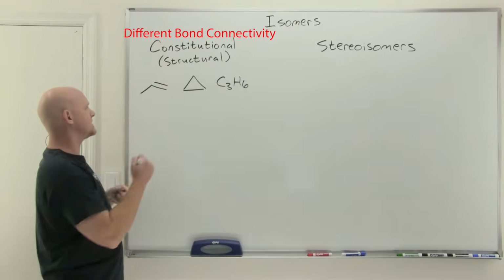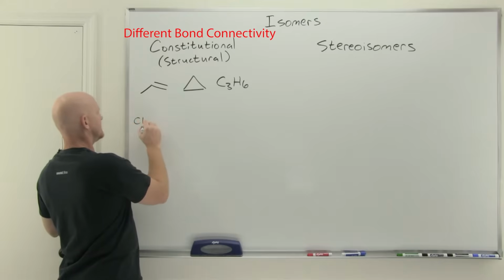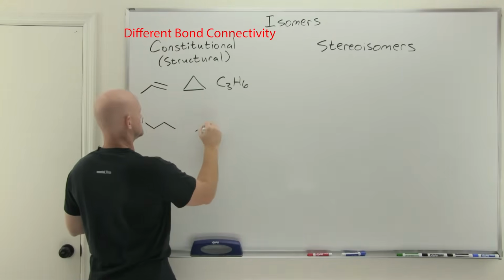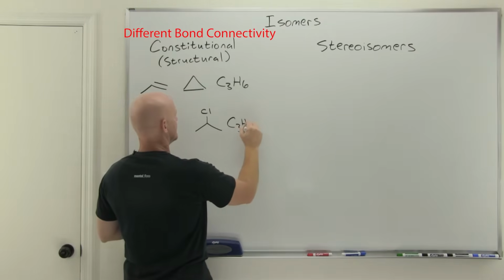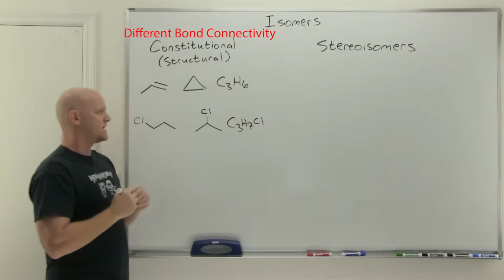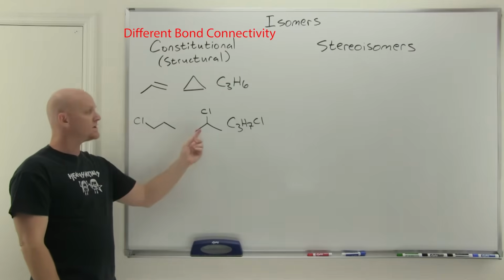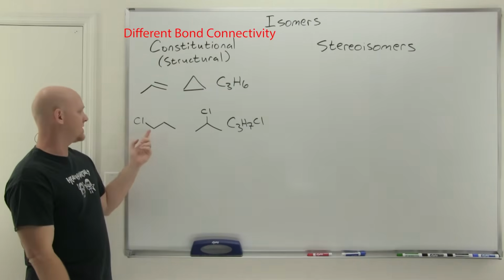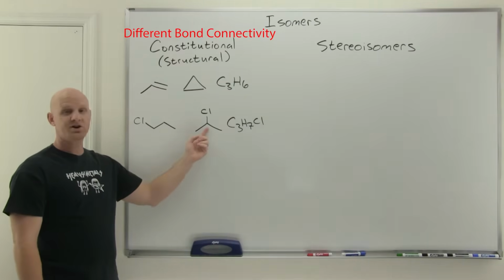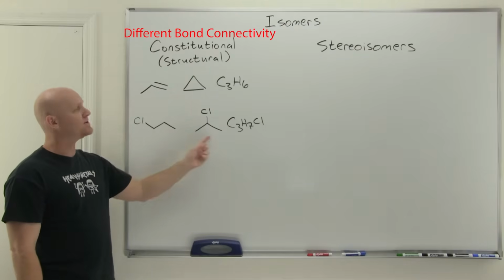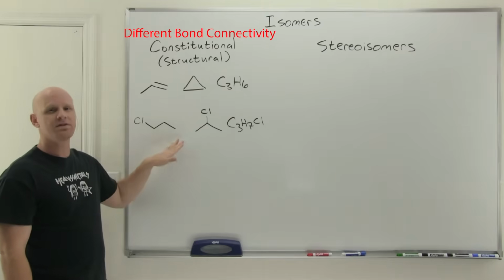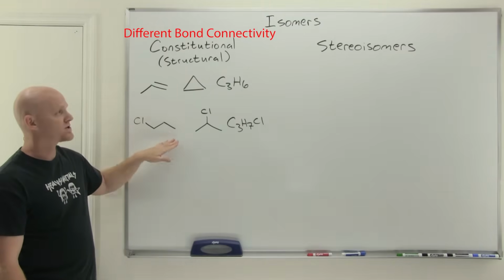Let me give you a little more subtle example as well. Say I give you these two. They both have the formula C3H7Cl. In this case, we've got 1-chloropropane and 2-chloropropane. Here chlorine is attached to carbon 1, and here chlorine is attached to carbon 2. So the atoms are bonded in different ways. They have a different bond connectivity, and once again, these would be constitutional or structural isomers.